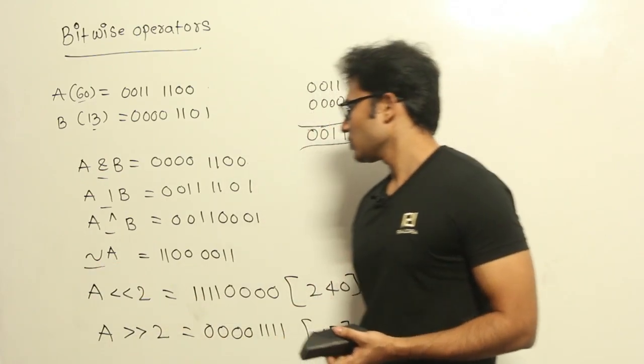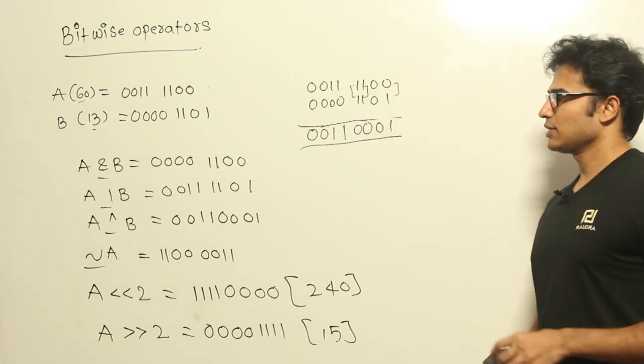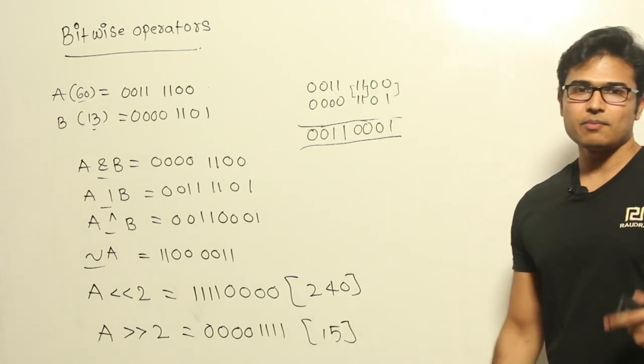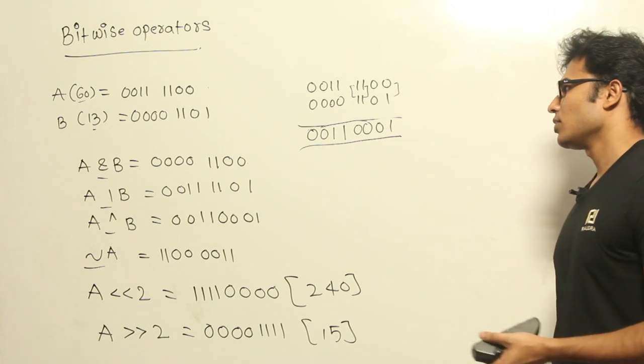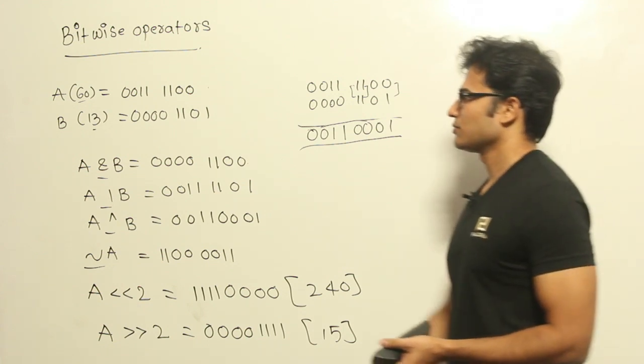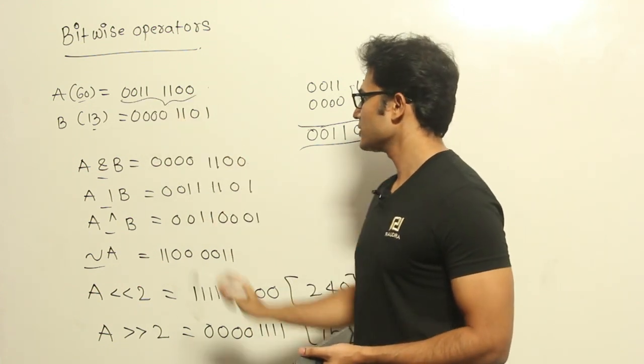And this is the NOT operation, which means we take bitwise NOT. We take each bit and apply NOT to it. So if it is 0, we make it 1, and if it is 1, we make it 0. If you observe this, that is what is happening.